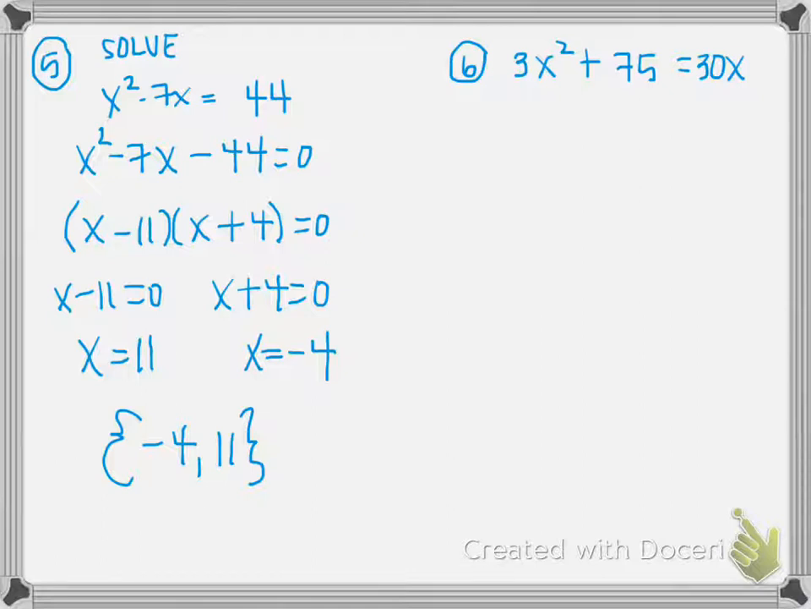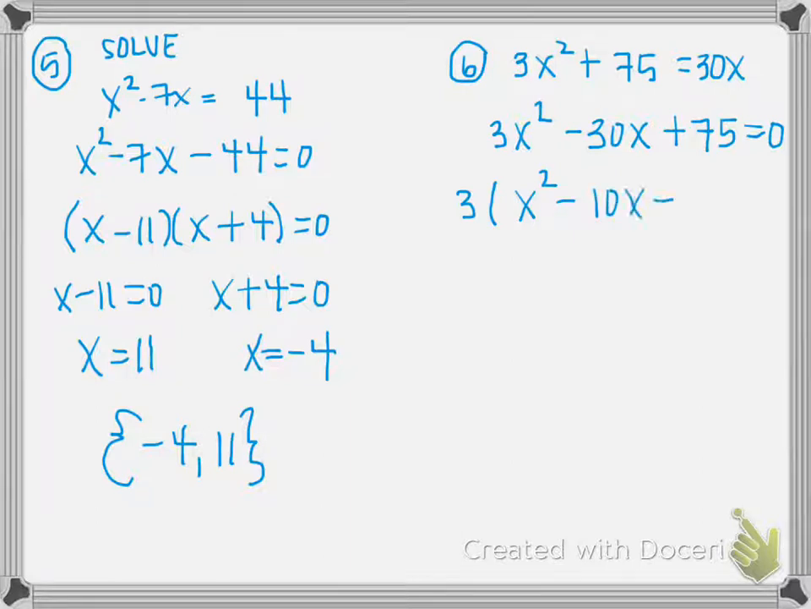Alright, what about for number 6 there? Move the 30x to the other side, and remember it has to be in standard form, so it's going to go in between the 75 and the 3. Okay. This one you ask yourself, is there a greatest common factor? And there is. There's a 3. That's my greatest common factor. So I'll be left with x squared minus 10x plus 25.